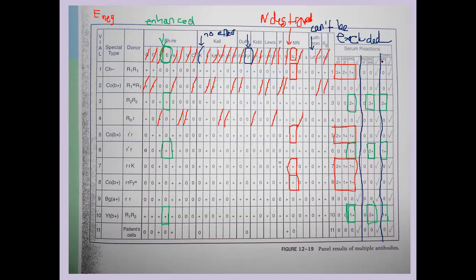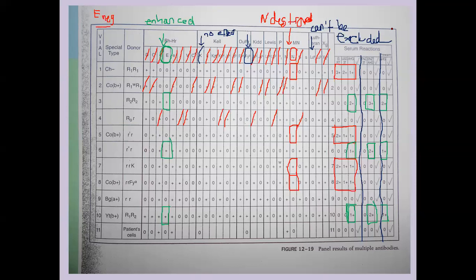By doing the pre-warming technique, we've proved that the patient's anti-N really does not react at 37 degrees. And so we do not need to worry about providing them with N antigen negative donor cells. Okay, it's not going to have an effect in vivo. Okay, so for now, they need to have E negative RBCs for transfusion.